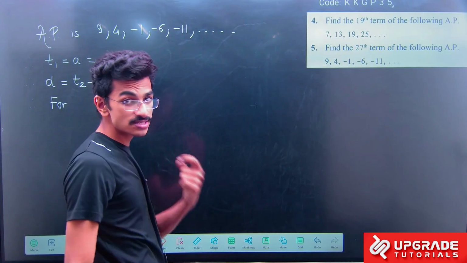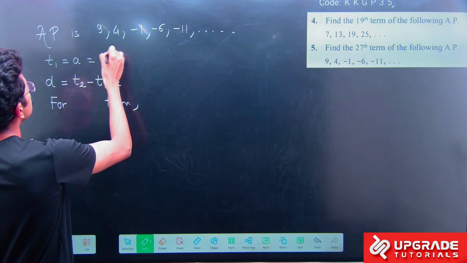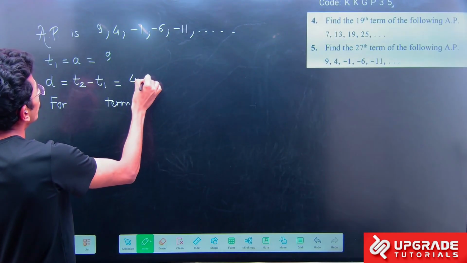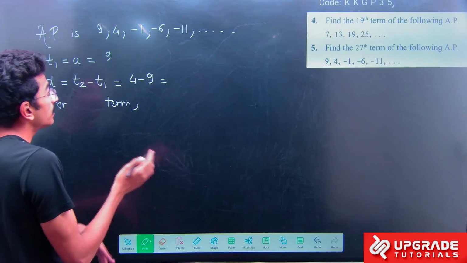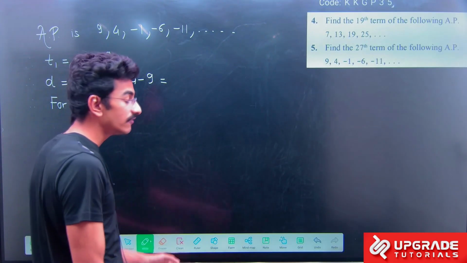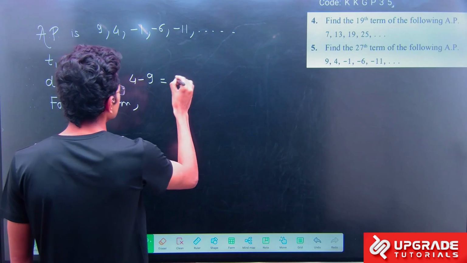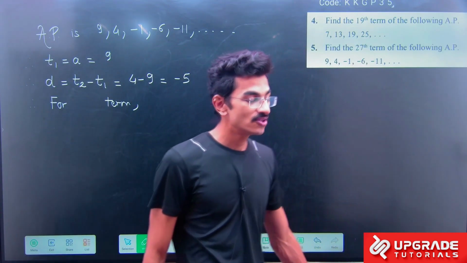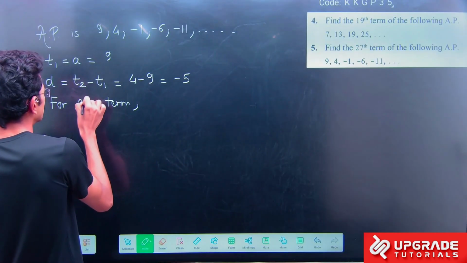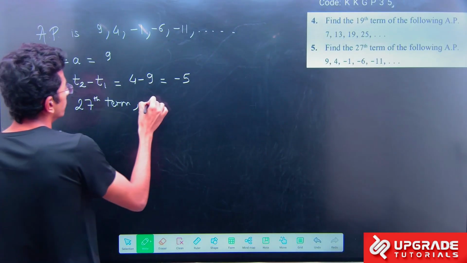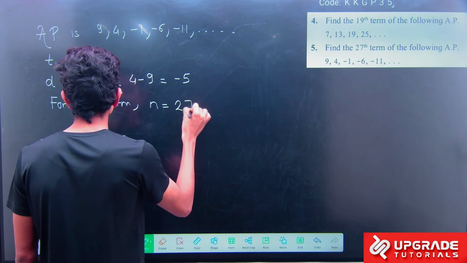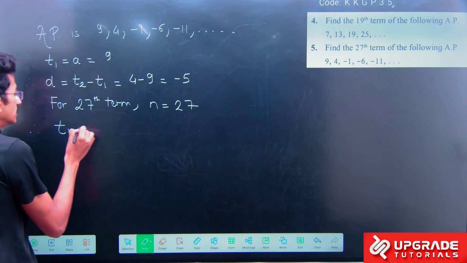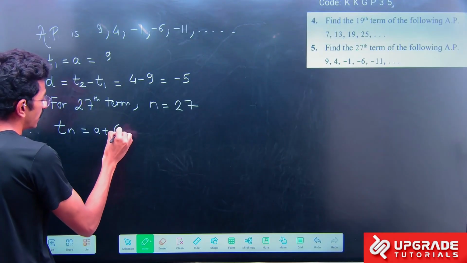What is the value of first term? First term is nothing but A and it is 9. What is the value of D? D is nothing but T2 minus T1. 4 minus 9. People do 9 minus 4 and they end up with a wrong solution. 4 minus 9 is minus 5. Here you have to find 27th term. So for 27th term, the value of n is nothing but 27. The formula got erased. Okay, leave it. Tn is equal to A plus n minus 1 into D.